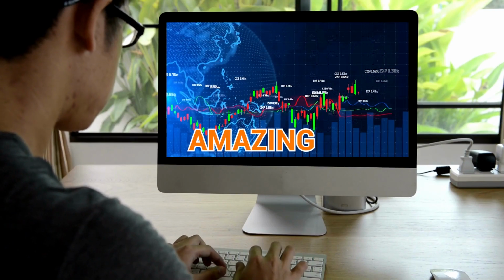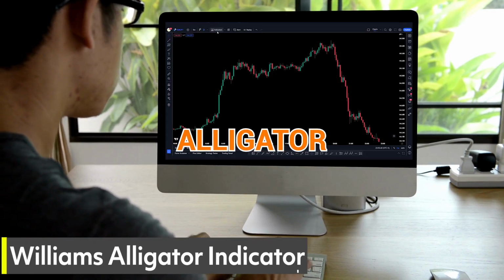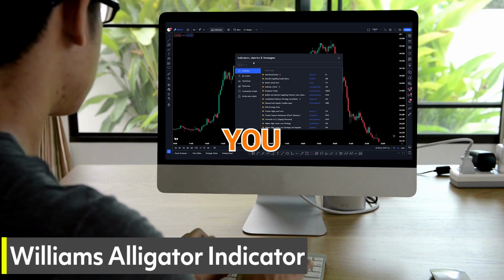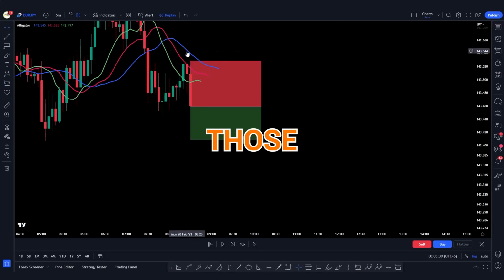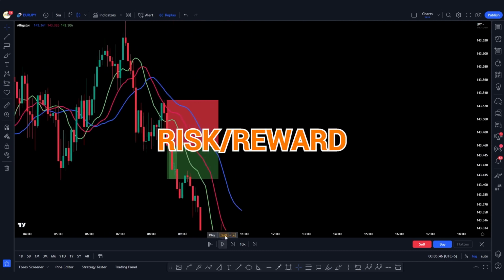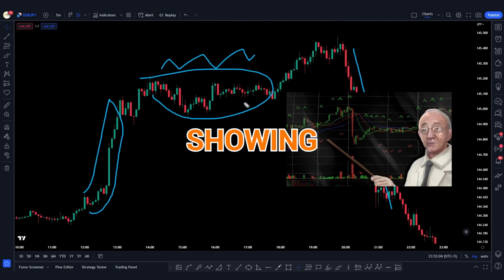Today I want to share with you an amazing trading strategy using the Williams Alligator indicator, and this indicator will allow you to take advantage of the bullish or bearish markets, and within those markets you'll be able to take high risk to reward ratio trades with the strategy that I'm going to be sharing with you later in the video.